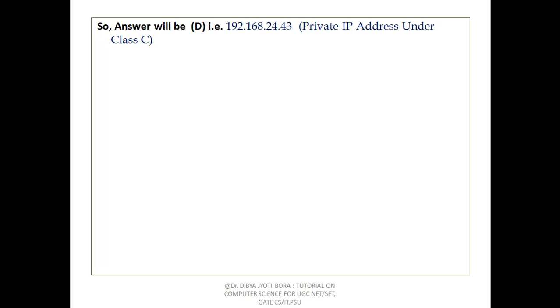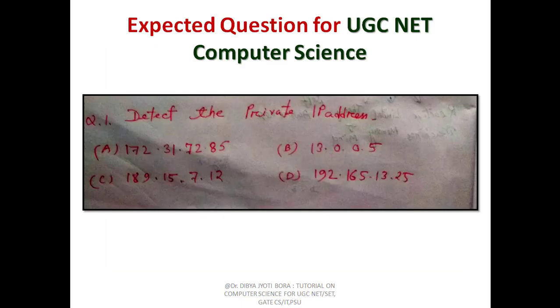Now coming to our question for today. This one is an expected question for UGC NET computer science, and will be important for GATE and CSIT too. Here, detect the private IP address. Option A is 172.31.72.85. Option B, 13.0.0.5. Option C, 189.15.7.12. Option D, 192.165.13.25. Take a screenshot of this slide and try to solve it.